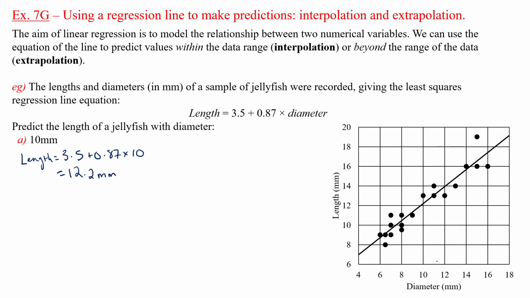If we look at the data, we can sort of read that from the line. So let me switch my pen. Okay, so we go up from the diameter of 10. If we trace that to the line, it's just above the 12 option, so about 12.2. It's very hard to read off the graph, of course.